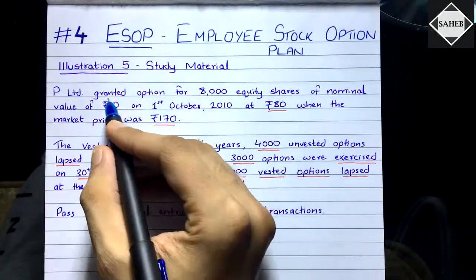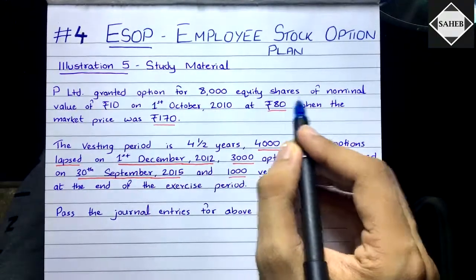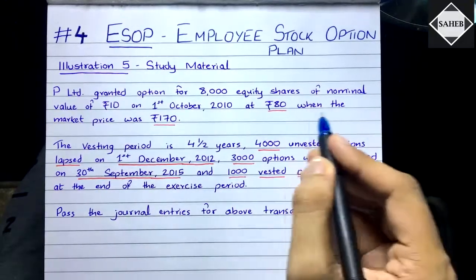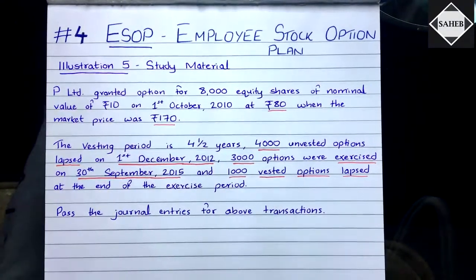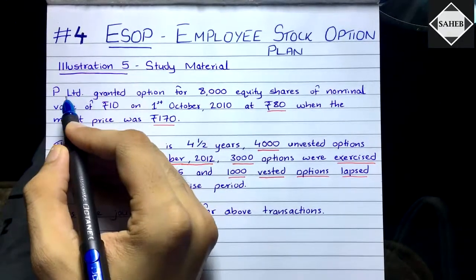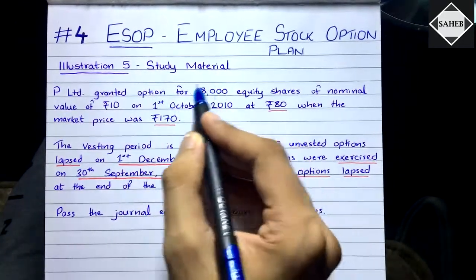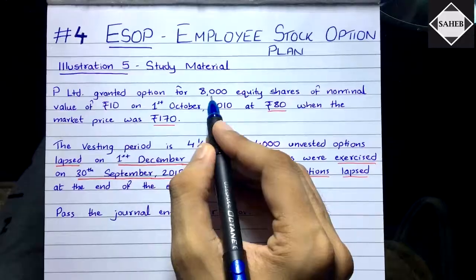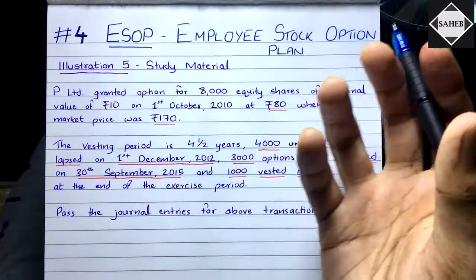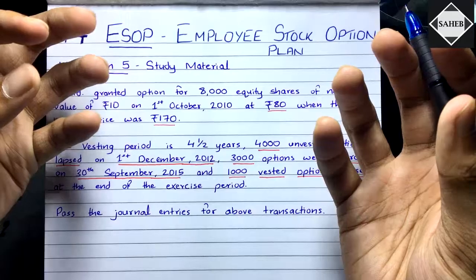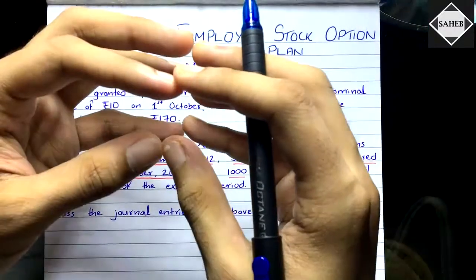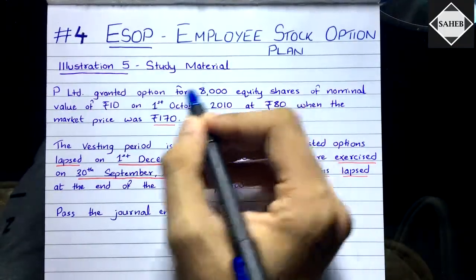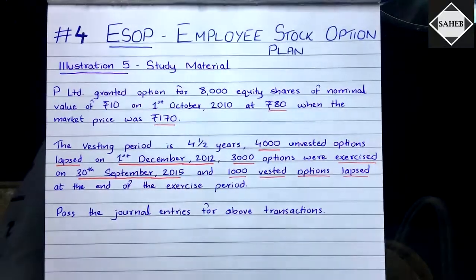See here, P Limited granted options for 8,000 equity shares of nominal value 10 rupees on 1st October 2010 at 80 rupees, when the market price was 170 rupees. Till here we come to know that this company P Limited has offered options to its employees, and the total options offered are 8,000. In some questions they give you the number of employees and the options offered to each employee. If they do that, you just have to multiply those two together to get the total number of options offered. But here they have given you the whole figure directly: granted options 8,000.